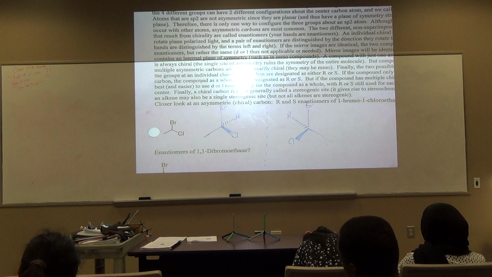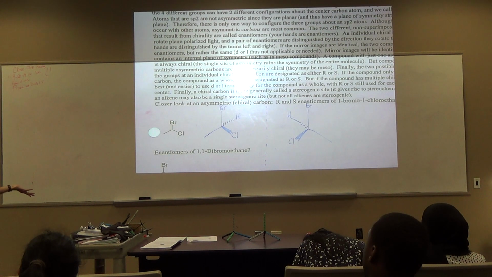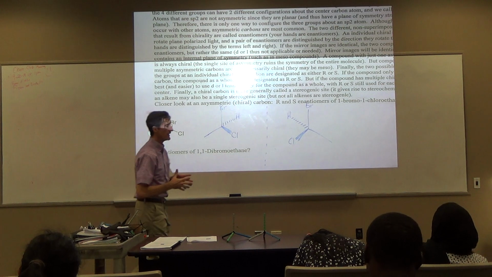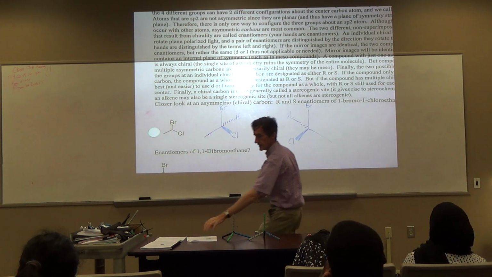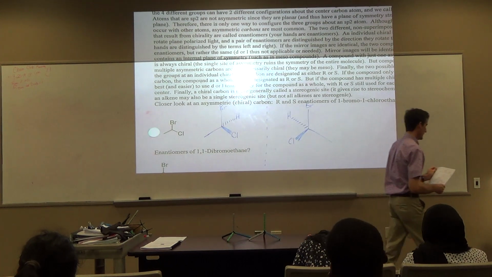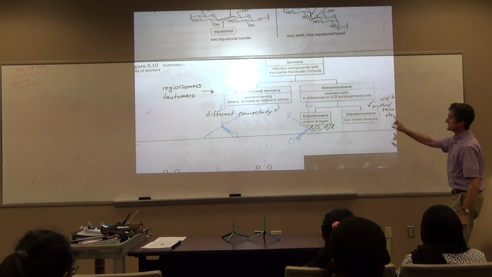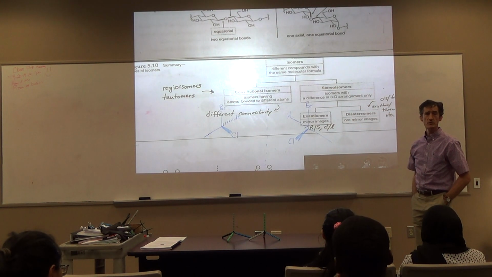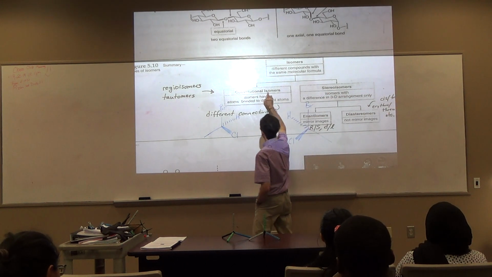What's their relationship? First off, are they isomers? Yeah, they have the same formula. What type of isomers are they? Stereoisomers. They're stereoisomers. Isomers are different compounds with the same formula. Basically, they have the same formula, so they're isomers. What type of isomers? There are only two types of isomers.